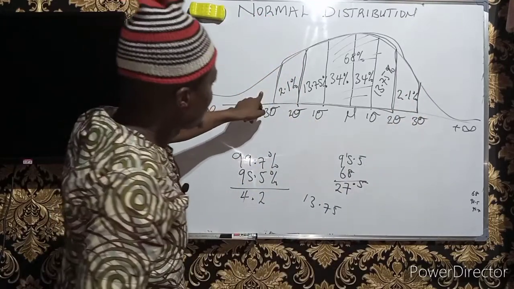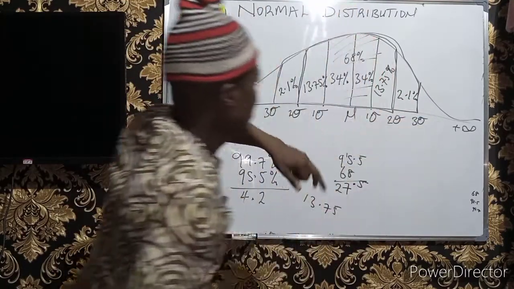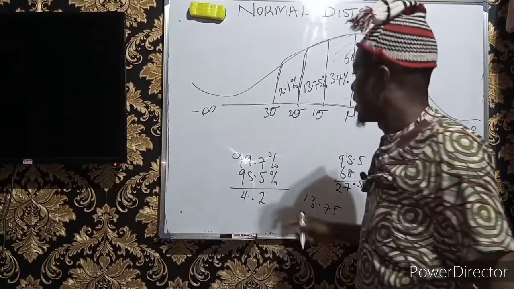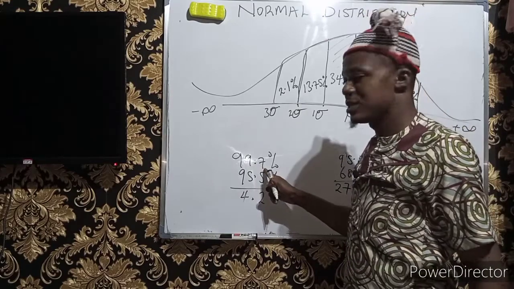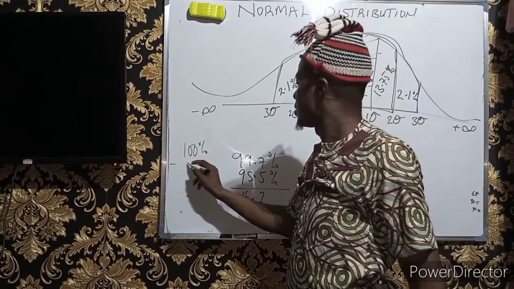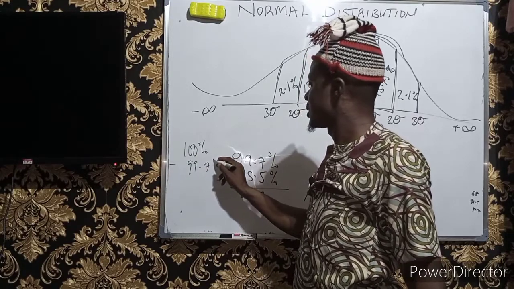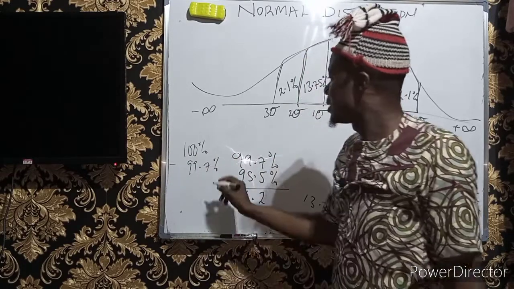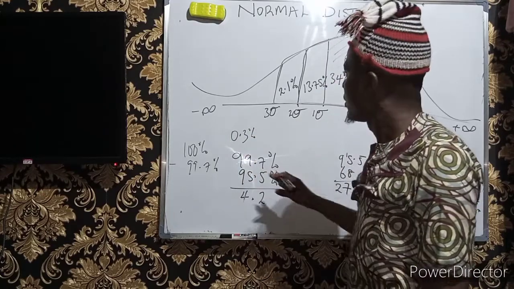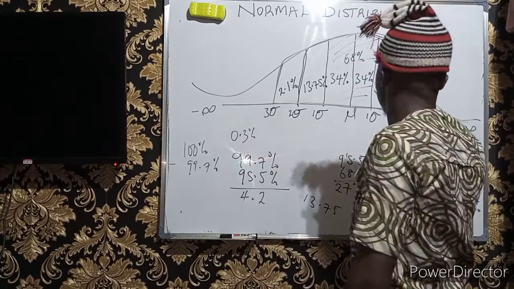And if I want to know the leftover at this point and this point, you know that the total area covered by the curve is 100%, and we've taken 99.7%. So I will just say 100% minus 99.7%. When I do that, I'll be getting around 0.3%. Now this 0.3% will be shared equally between these 2 points.